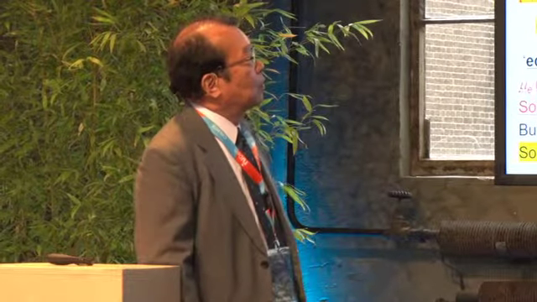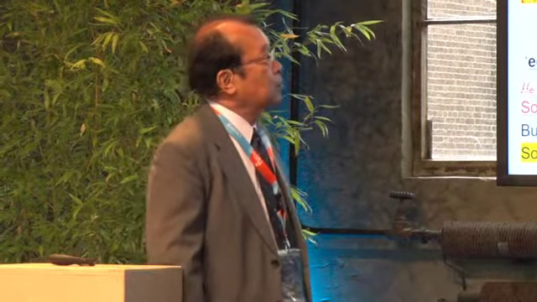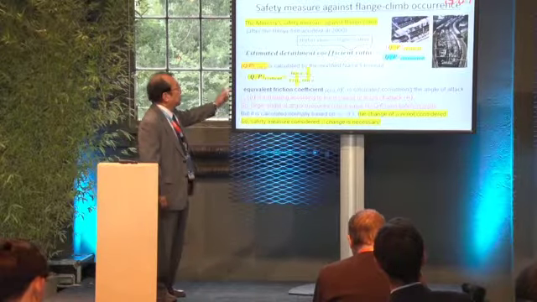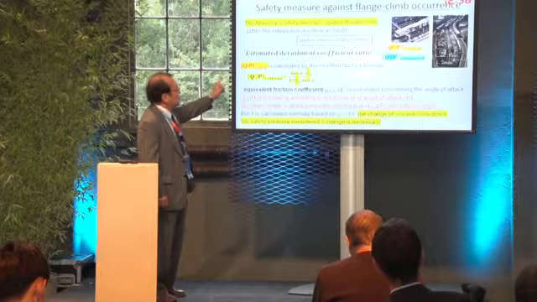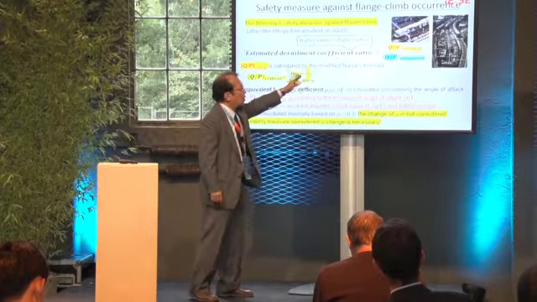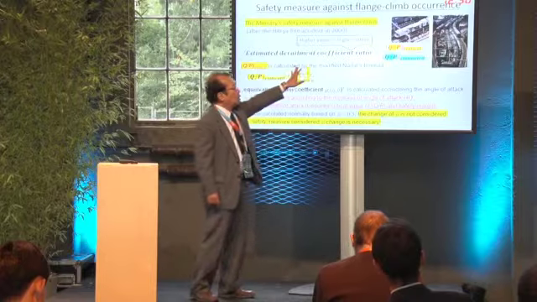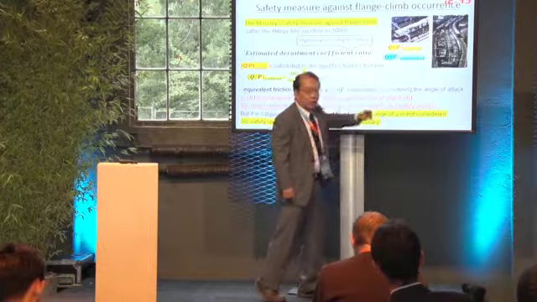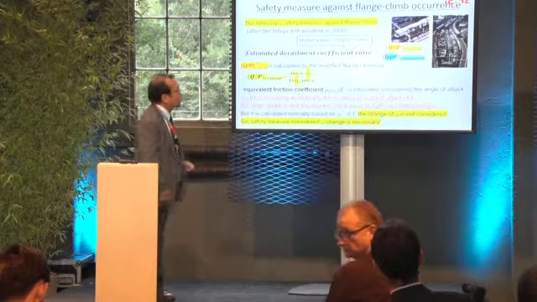In the year 2000, we had a serious flange climb accident in Tokyo. After the accident, we have been studying the prevention of flange climb, and the Ministry of Transport decided on a safety measure called the estimated derailment coefficient ratio. This is the ratio of the critical value of Q by P against the estimated or actual value of Q by P.